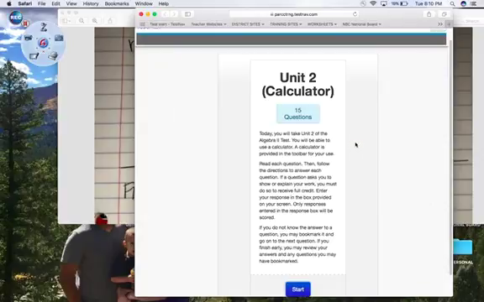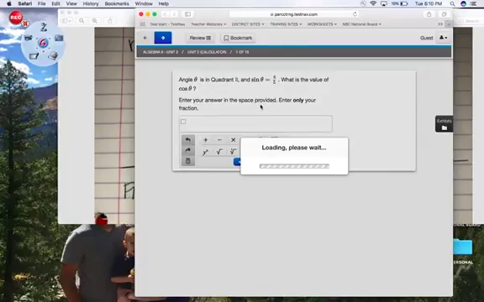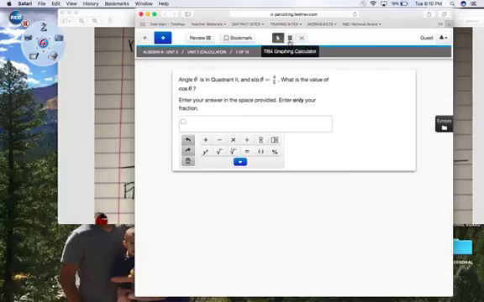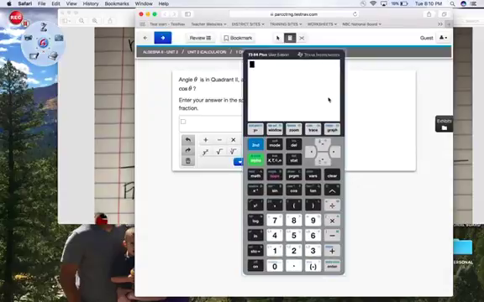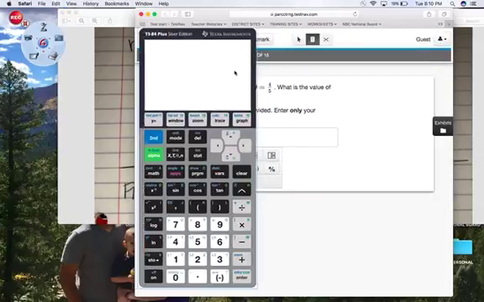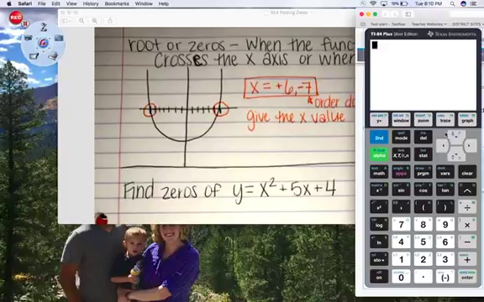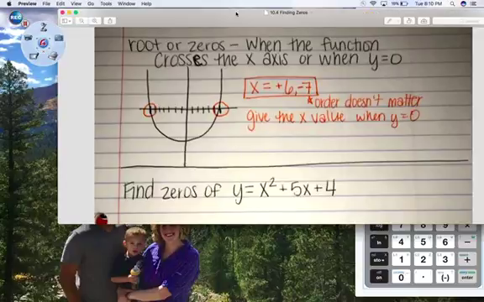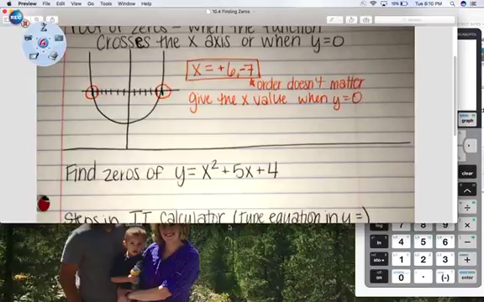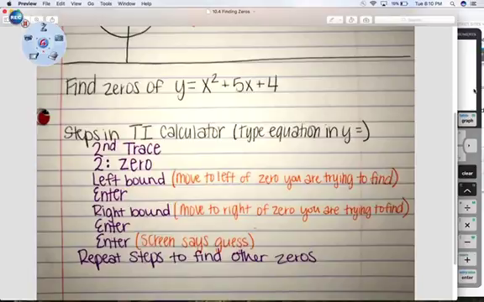But if you just hit start and then start again, at the very top of the screen, ignore the question, it's going to say TI-84 graphing calculator. That's the same exact calculator I have in my classroom. The only difference is that it is not yellow like the ones that we have in the classroom. So if you look, this is the calculator. Finding zeros, and I'm going to find them for that equation right there, y equals x squared plus 5x plus 4.